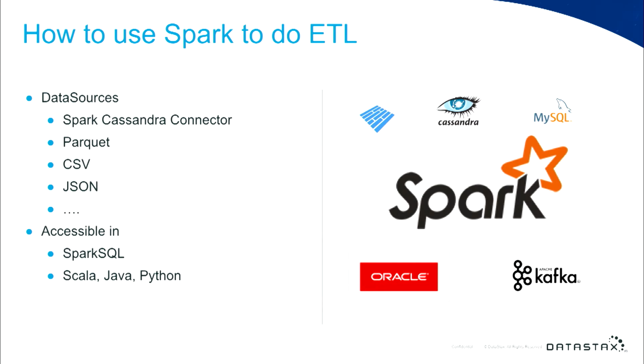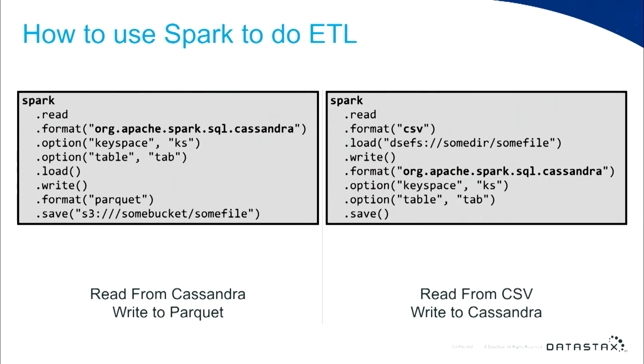And the data source API, unlike the RDD API, is only available in data frames. And you can use it in Spark SQL or Scala, Java, or Python inside of data frames. And to show you how easy it is to switch between different sources or combine different sources, I've got a little example here. So we have two blocks of code here. On the left, we have reading data out of Cassandra and writing to a Parquet file that's stored in S3. On the right, we have reading from a CSV file and writing to Cassandra.